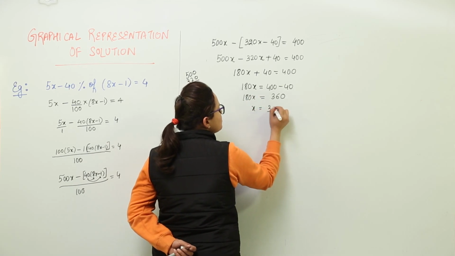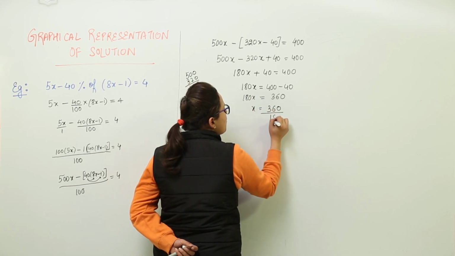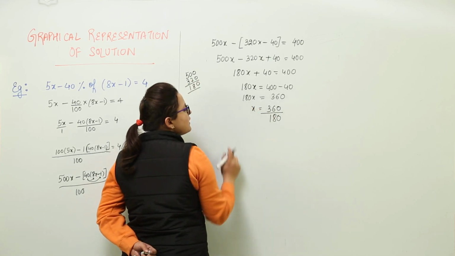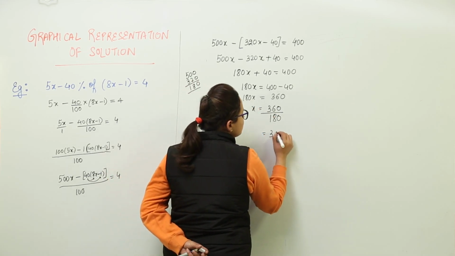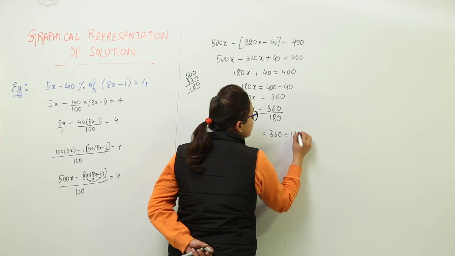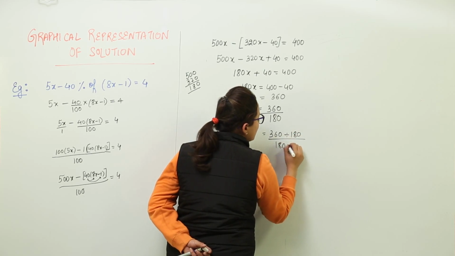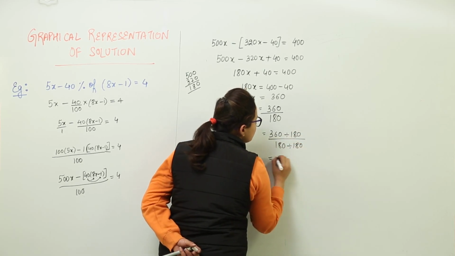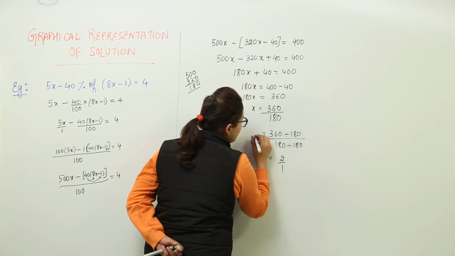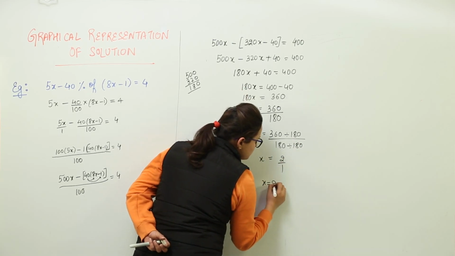So x is equal to 360 upon 180 because 180 was multiplied there. So now we will take out the common factor, that is 180 for both, and we find out that the value for x comes out to be 2 upon 1, or x is equal to 2.